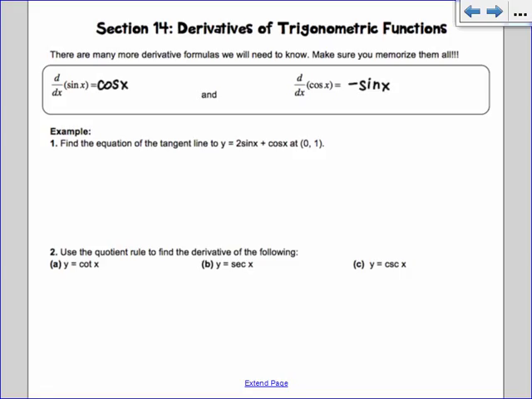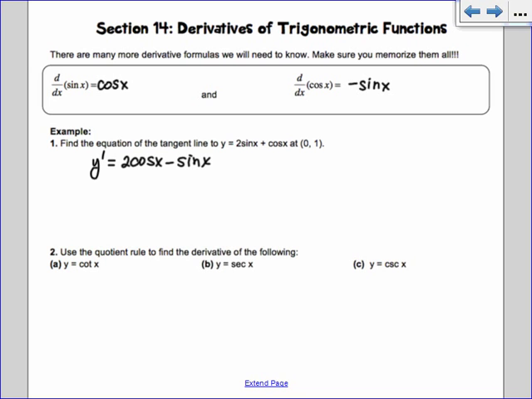So it says, find the equation of the tangent line to y equals 2 sine of x plus cosine of x at (0, 1). All right, so we know how to find the equation of a tangent line. All we do is we take the derivative. So when I take the derivative of 2 sine of x, I end up getting 2 cosine of x. And the derivative of cosine is going to be negative sine.